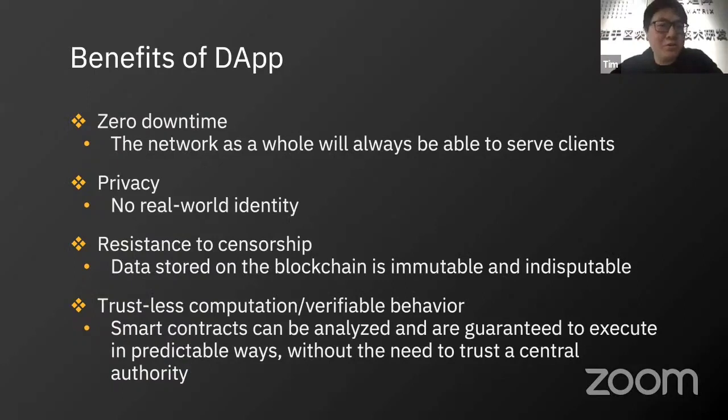And there's also zero downtime. In theory, there are still chances of downtime if the entire network died, but as long as there are still nodes in the network, there's zero downtime. And it's totally private, so there's no real-world identity involved. It's also resistant to censorship, so data stored on the blockchain is immutable and indisputable. And it's trustless computation with verifiable behavior, so a smart contract can be analyzed and guaranteed to execute in predictable ways without the need for a centralized authority.